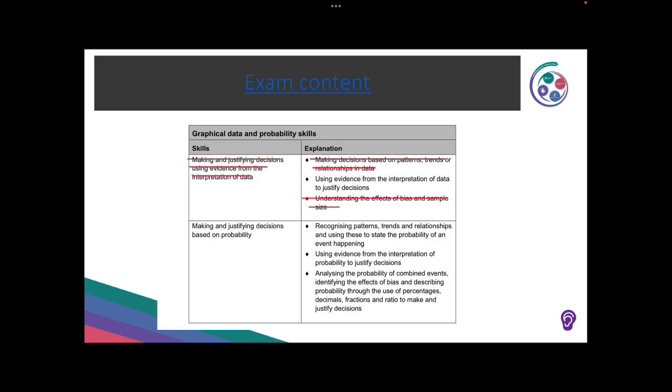Making and justifying decisions using evidence from the interpretation of data. That section has been taken out, but I've left one of those there, so you can see that making decisions based on patterns, trends, or relationships within data has been taken out, as is understanding the effects of bias and sample size. So again, this is kind of down to interpretation. Using evidence from the interpretation of data to justify decisions. So you could still be expected to do this.